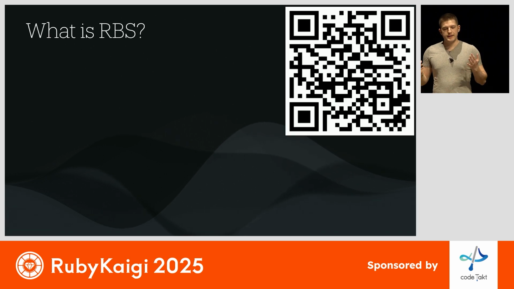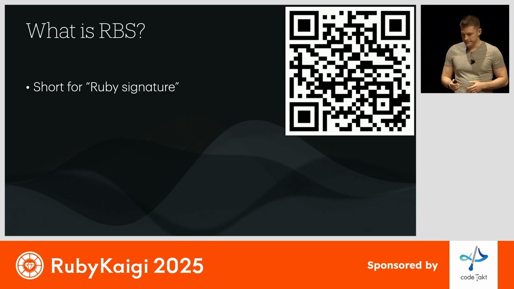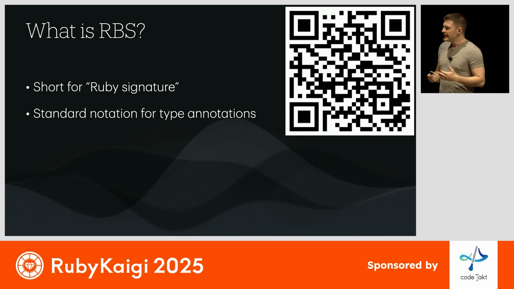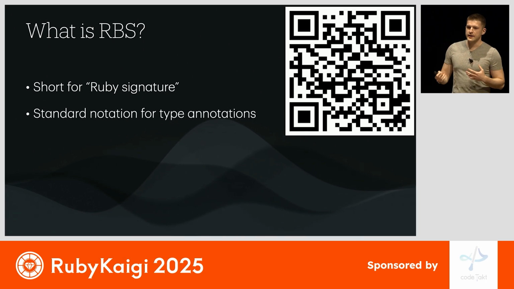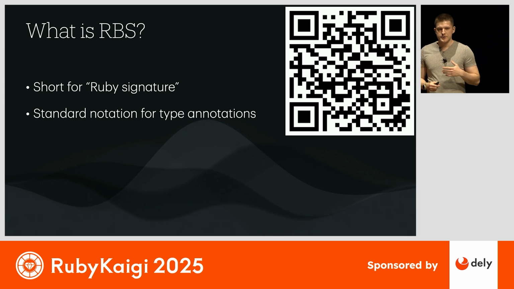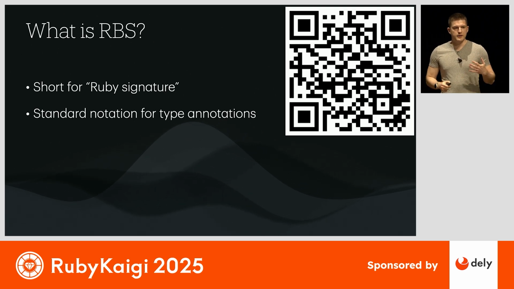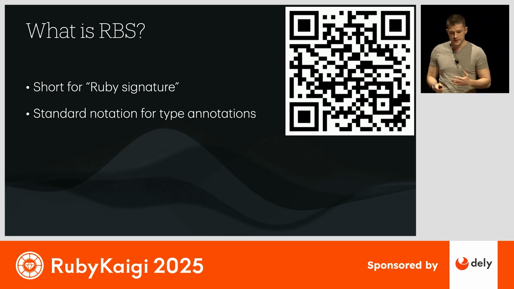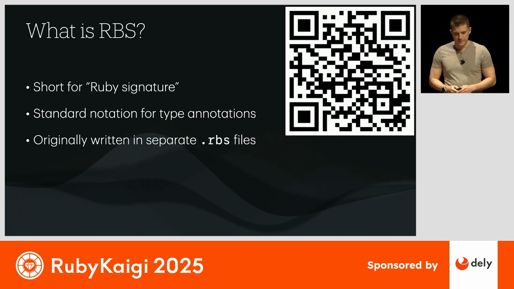But let me get into what RBS is and what we're going to talk about today. In short, RBS stands for Ruby Signature. It's a standard notation for describing the types of various constructs in your code. So you can annotate what you expect the types of your local variables, instance variables, method return values, parameters, and so on to be at runtime.